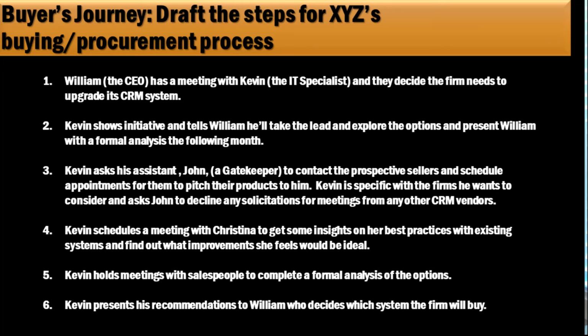Kevin shows the initiative and tells William he'll take the lead and explore the options to present William with a formal analysis the following month. They may have already set a timeline for when they're trying to make their decision, and that would be nice to know if you're on the sales side. Kevin will ask his assistant. Kevin has an assistant, John. John's basically a gatekeeper. He's going to contact the prospective sellers of CRM systems and schedule appointments for them to pitch their products to him. Kevin is specific about which firms he wants to talk to, and he tells John to decline any solicitation from others. That's the gatekeeper's role. So John is shutting out anybody else who's selling CRM systems, except for the ones that Kevin talked about.